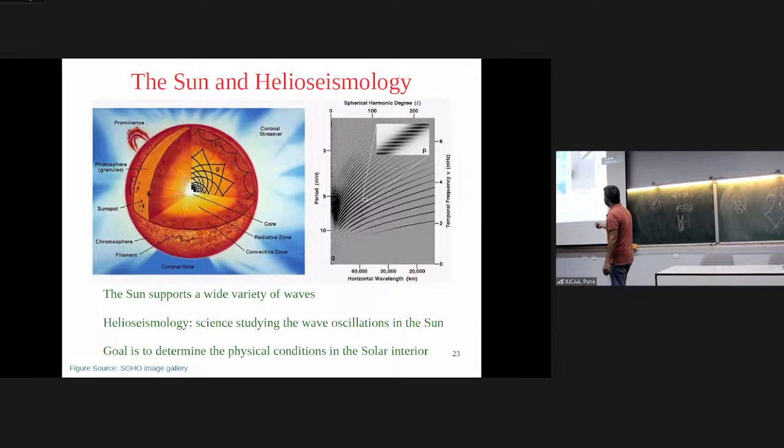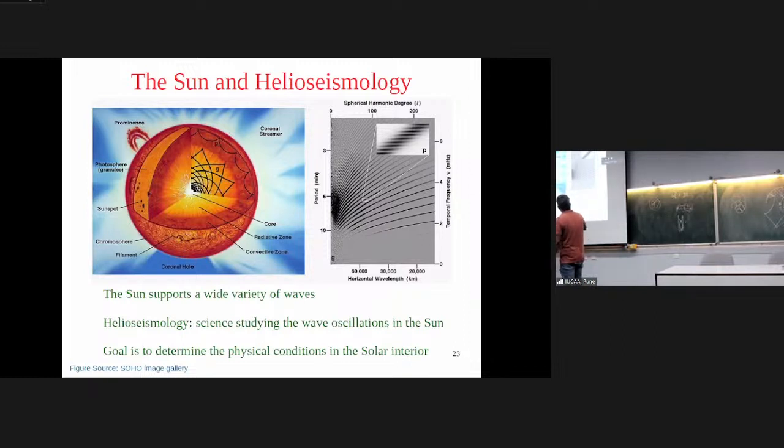So because of total internal reflection, where the waves sample a deeper layer and come back to the surface, it causes flicker noise on the surface. Not the granulation noise, it's a different noise. It's more of a global oscillation of the sun. And that can be observed.